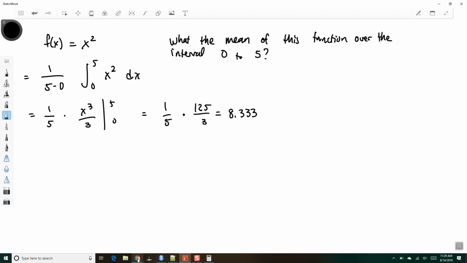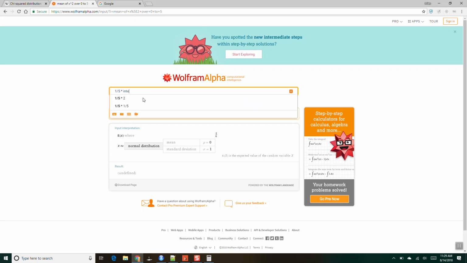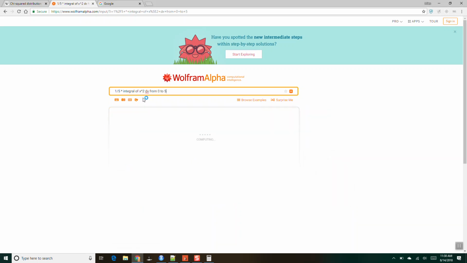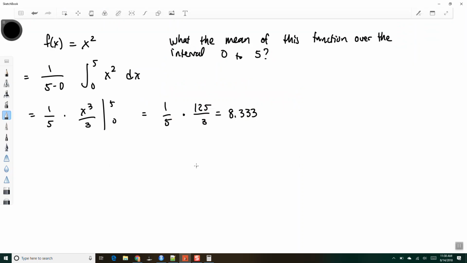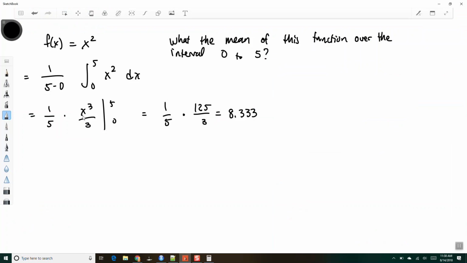So what did Wolfram Alpha say? Undefined. All right, 1/5 times the integral of x squared dx from 0 to 5. Okay, I hope I did this right. We'll try this out here. And so the way we would do this on the computer.